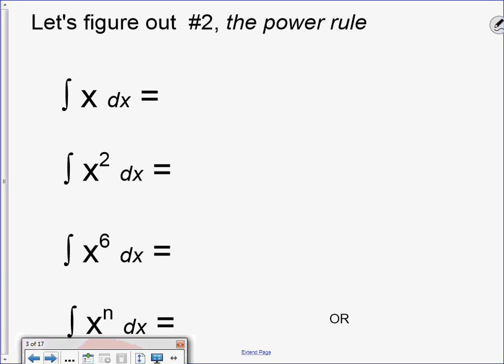Now don't say anything out loud yet. I just want you to think. When you want the antiderivative of x, you're trying to figure out what's the function so that when you take its derivative, you just get x. So try to write something down and check. If you take its derivative, you get x. Just trying to come up with the antiderivative of x. What the function would be.